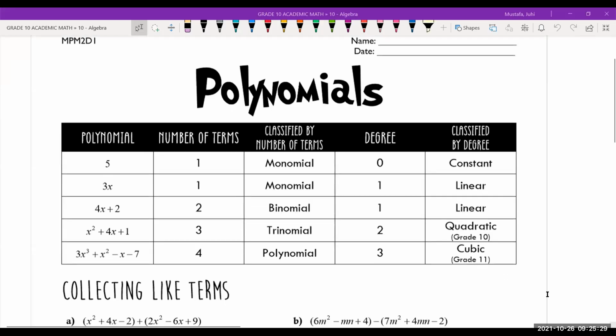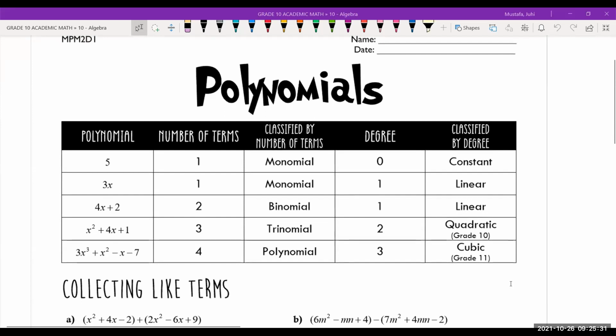So we're talking about polynomials. A binomial has 2 terms, a trinomial has 3 terms, and a polynomial is anything with more than 3 terms. If you have a number by itself, we know that it's given the word constant. This and this describe linear functions because they're in the form y is equal to mx plus b.